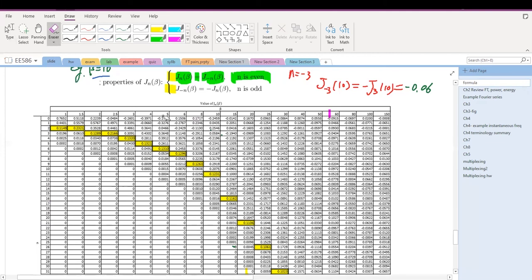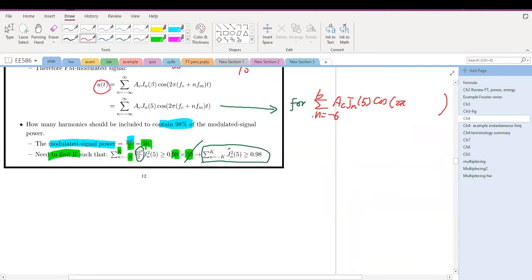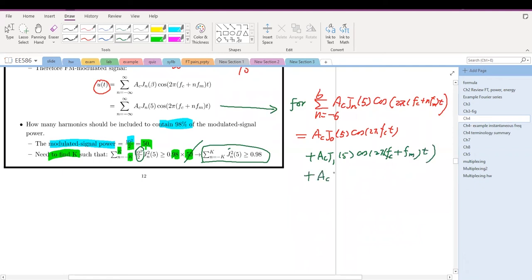In this case, beta equals 5, that's this column. You can see the yellow highlighted box here, which corresponds to the 98% power cutoff. In this case, K equals 6. If this summation is truncated from minus 6 to 6, then for n equals 0, we have Ac J0(5) cosine 2 pi fc t. When n equals 1, that becomes J1(5) cosine 2 pi (fc plus fm) t. When n equals minus 1, we have Ac J minus 1(5) cosine 2 pi (fc minus fm) t.